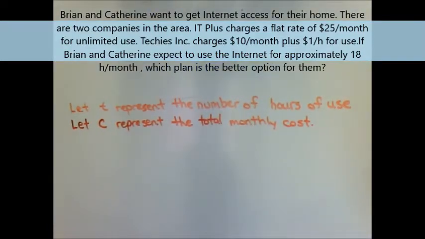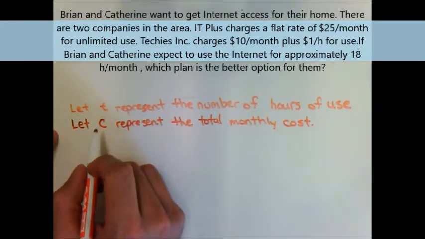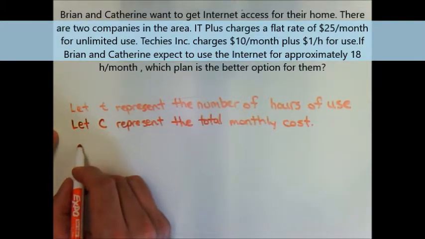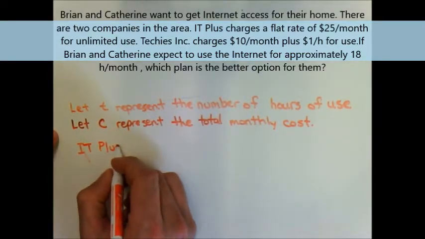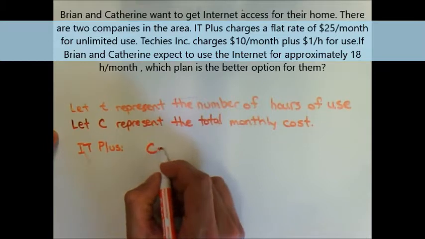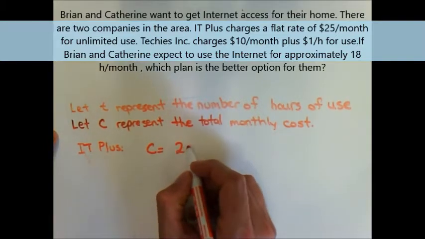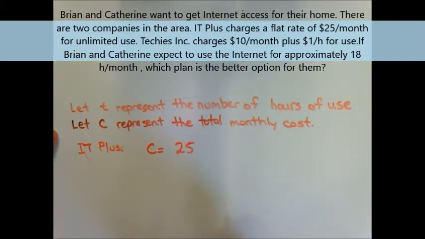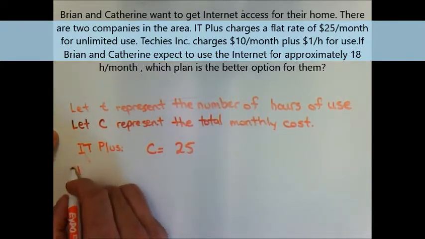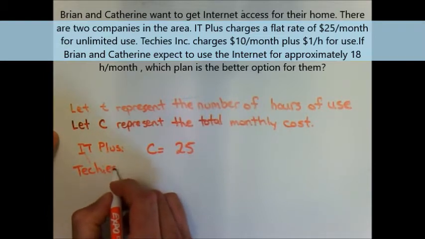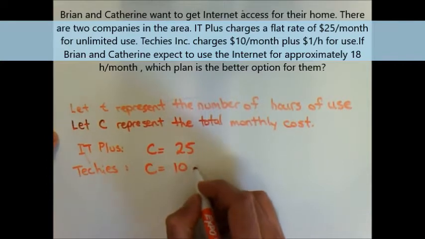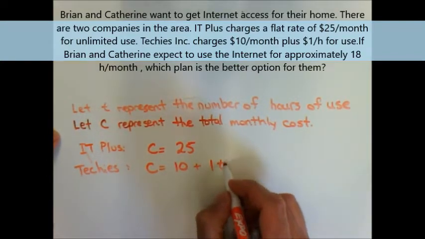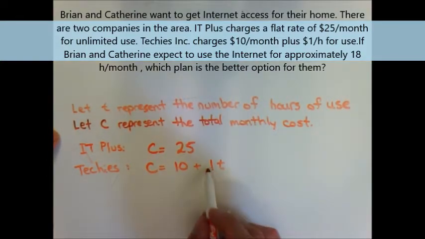Alright, we've got our two variables. Let's go ahead and write our two equations. For IT Plus, the cost is a flat rate of $25 per month. So IT Plus cost equals $25. No more, no less. For Techies, the cost is a $10 flat rate plus $1 per hour. So 1t.